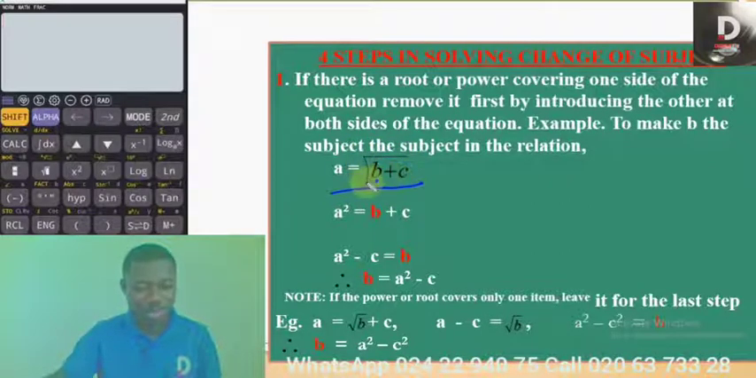A root, which is a square root. So to clear it, you square here and square there. This square cancels that because they are enemies. They cancel each other, making this one free. After that, you can carry the C to the other side, as we have done here. B is the subject. So remove the canopy first.